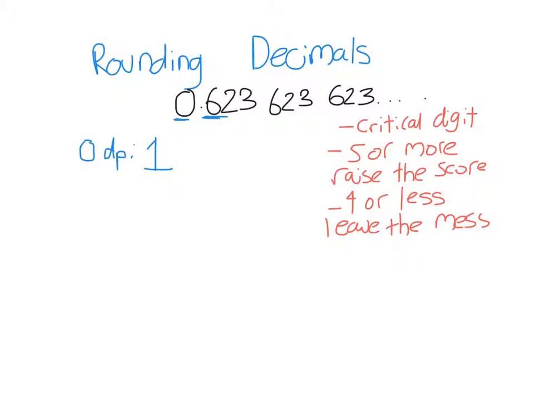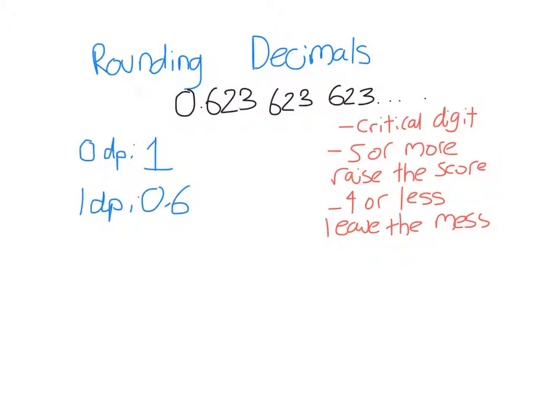So let's say I was asked to round to 1 decimal place. So for 1 decimal place, now the second number after the decimal point is the critical digit. So 2. So 2 is 4 or less, so we leave the mess. What that means is we take the second digit and all subsequent ones and we just get rid of them. So to 1 decimal place, this is 0.6.